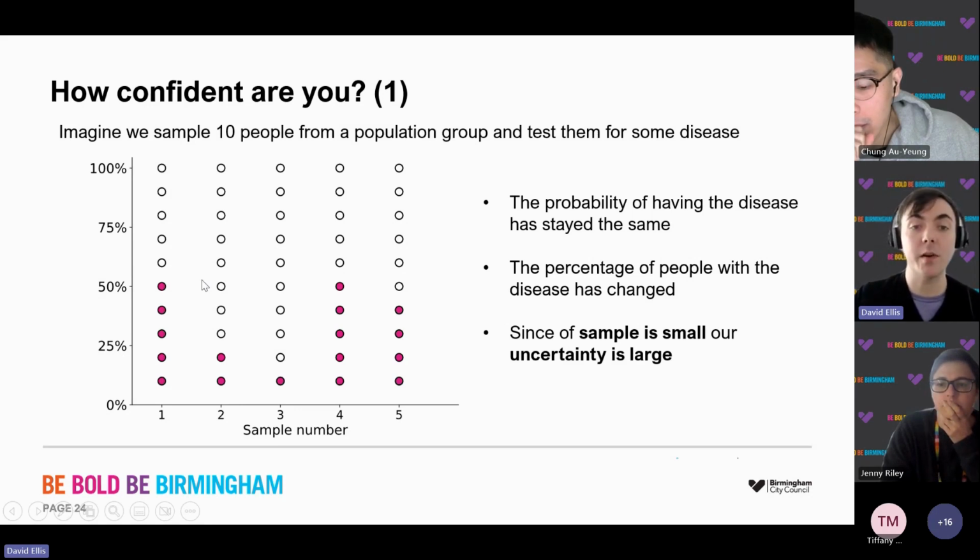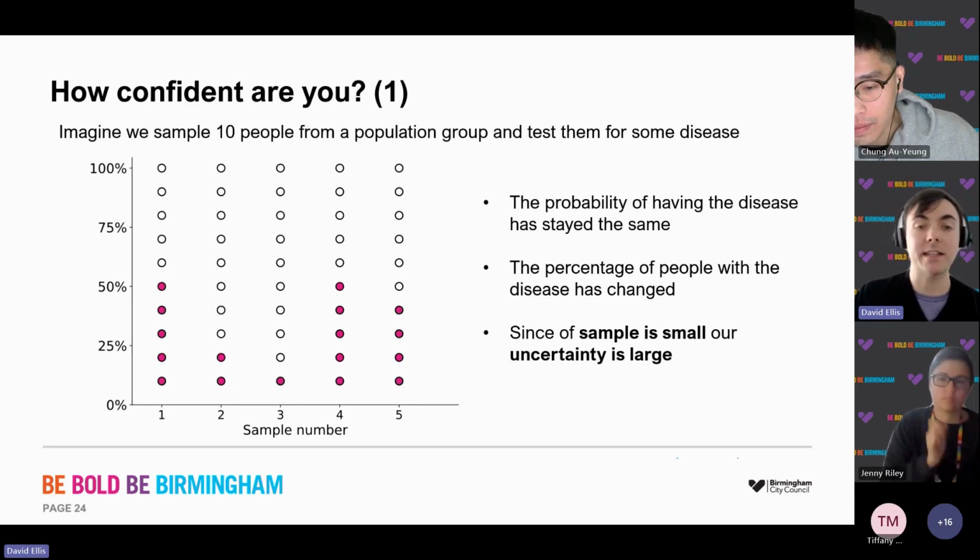Similarly, you can imagine flipping a coin 10 times and getting heads 8 times. That doesn't necessarily mean that you've got a biased coin. It might just be that that's how the probabilities happen to work that time. Your coin is still 50-50.